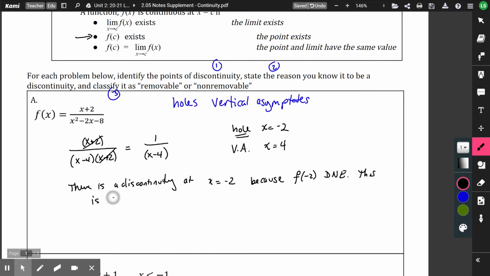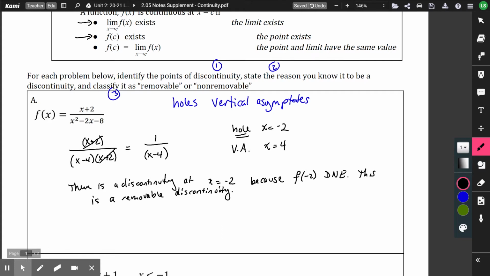This is a removable discontinuity. The reason that this is considered a removable discontinuity is because the limit still exists. The very first condition to be continuous is true, and that classifies it as removable.